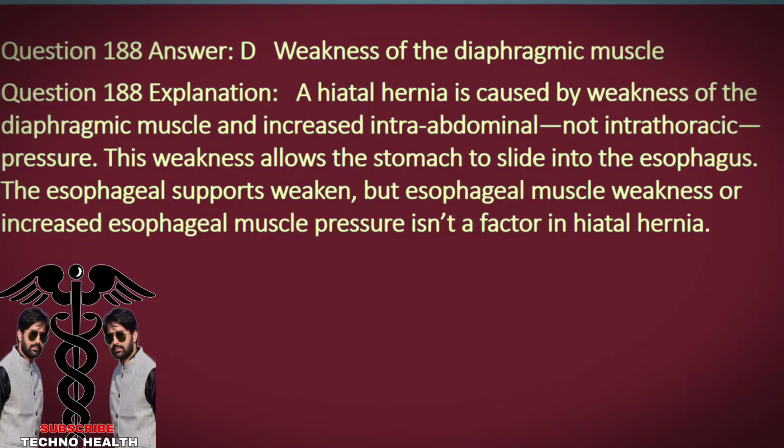Question 188. Explanation: A hiatal hernia is caused by weakness of the diaphragmatic muscle and increased intra-abdominal, not intrathoracic, pressure. This weakness allows the stomach to slide into the esophagus. The esophageal supports weaken, but esophageal muscle weakness or increased esophageal muscle pressure isn't a factor in hiatal hernia.